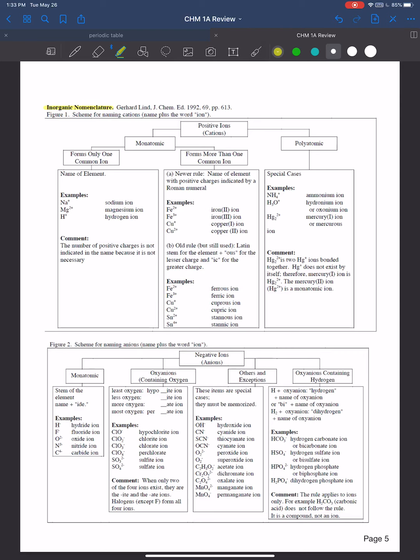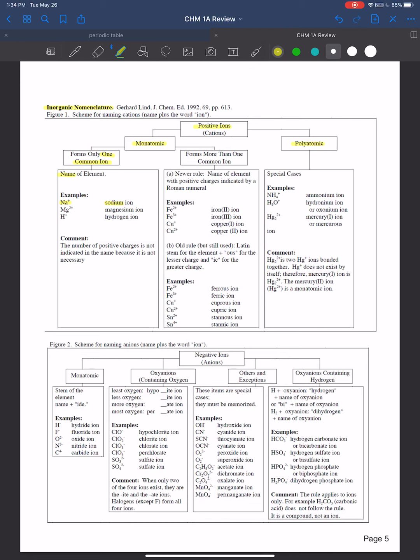So we're going to start off looking at the positive ions. Positive ions are referred to as cations, and they can be divided into monoatomic or polyatomic cations. Now, there are cations that form only one common ion, for example sodium, Na+, which always forms a +1 charge. When we name the element, we always use the full name. So if we're looking at Na+ on its own, we refer to it as the sodium ion. Same goes for magnesium and hydrogen.